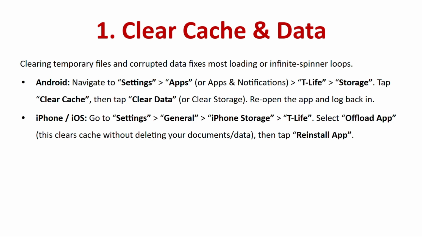In Android, navigate to Settings, then go to Apps or Apps and Notification. Find T-Life, then click on Storage. In it, tap on Clear Cache, then tap on Clear Data or Clear Storage. After that, reopen the app and log back in.